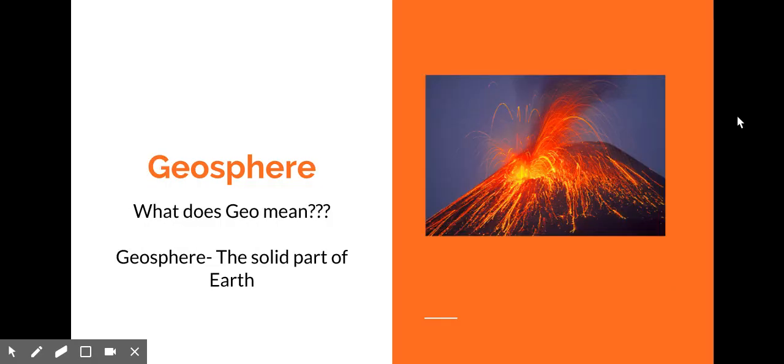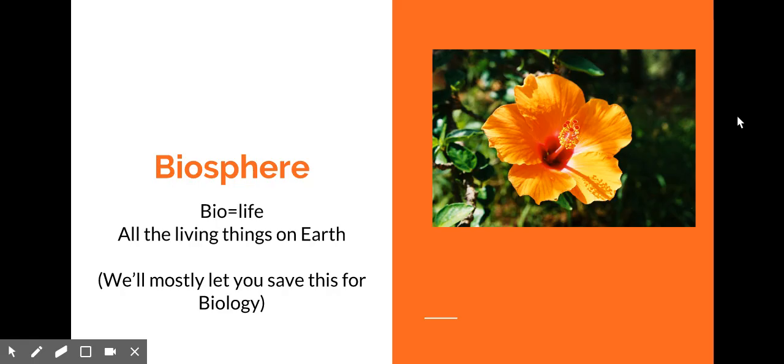Geosphere, you should be able to recall what geo meant, right? That was in the first lesson. Geo, remember, has anything to do with Earth or being rock-like. So the geosphere is the solid part of Earth. Biosphere, bio literally means life. So if or when you take biology, of course, you'll be studying living things. So the biosphere includes all the living things on Earth, and we'll mostly let you save that stuff for biology.